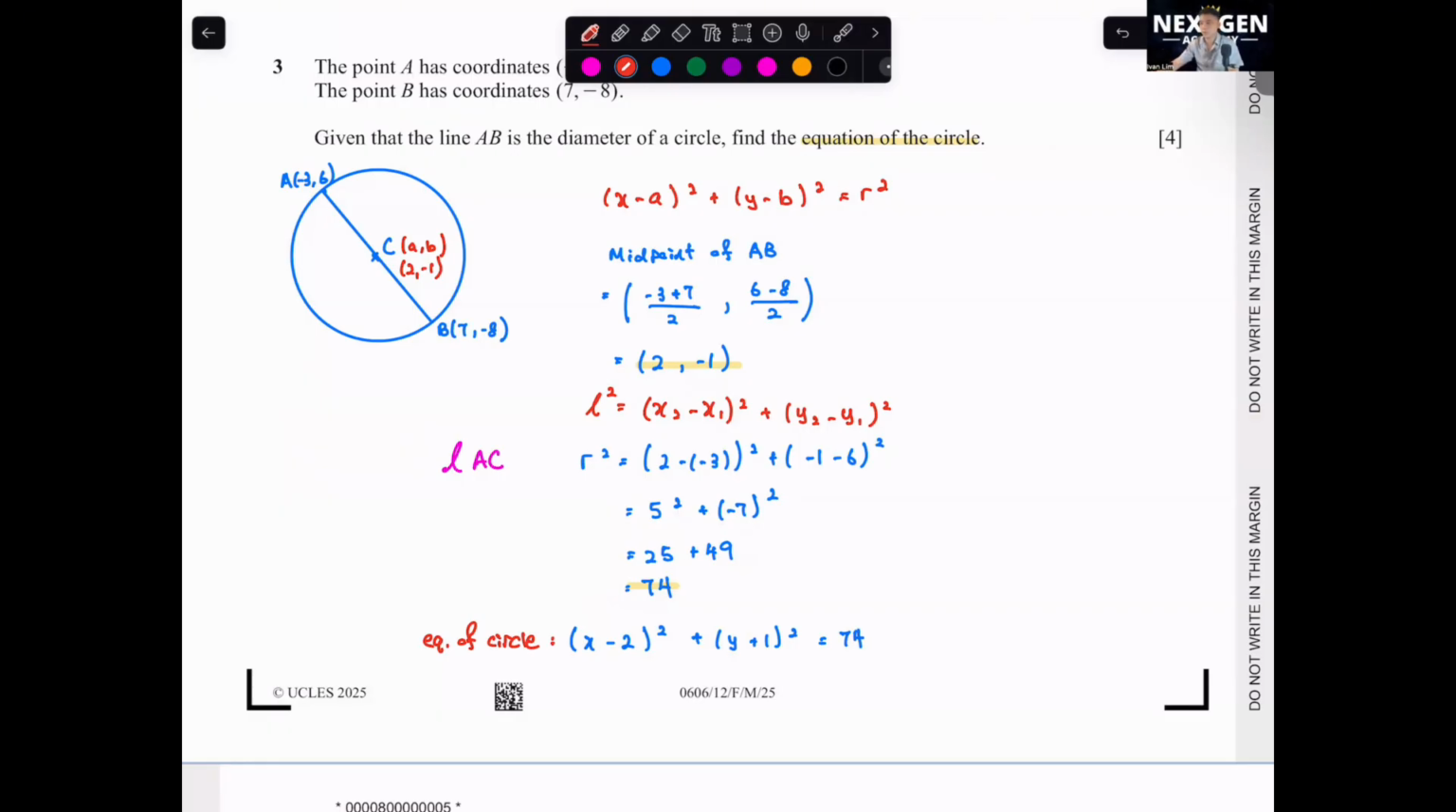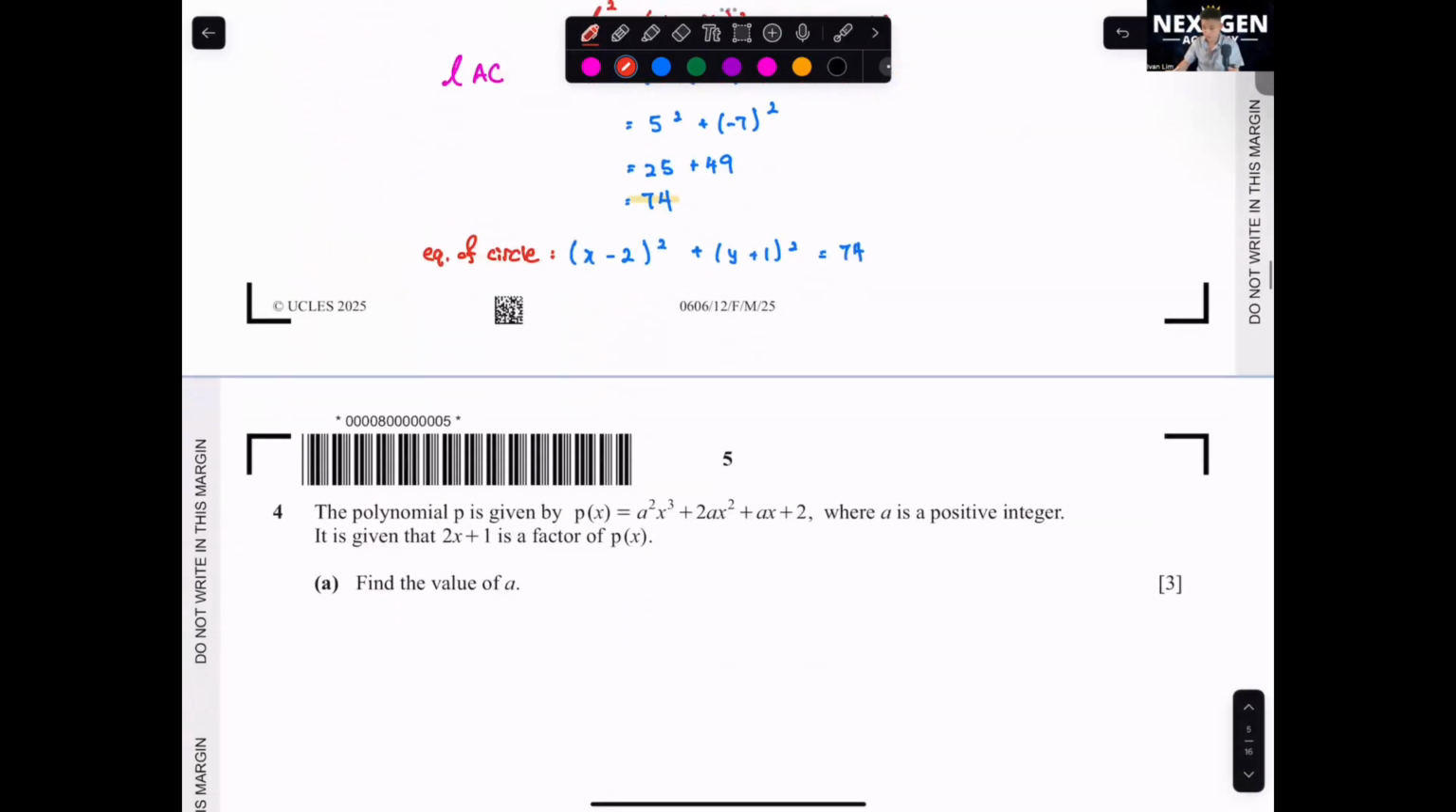All right. Okay, number 3. Okay, circle one. Hopefully not so hard a question comes out for the official exam that is coming out soon. All right. Okay, number 3 done. Let's go to number 4.